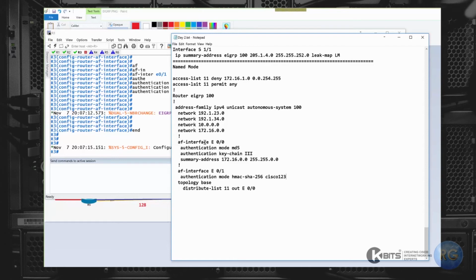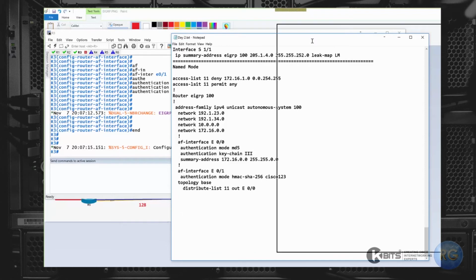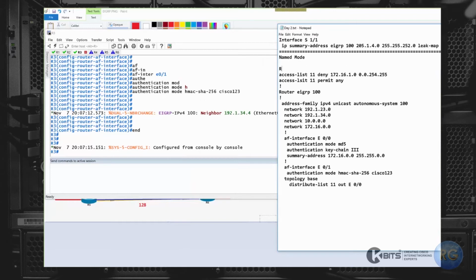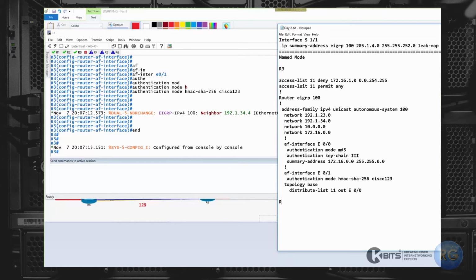Do a question mark generally over here, but let's just check. HMAC SHA-256, yeah. This was on R3 and R4. We said router EIGRP ABC, address-family IPv4 unicast, autonomous system 100, network. I had 34.